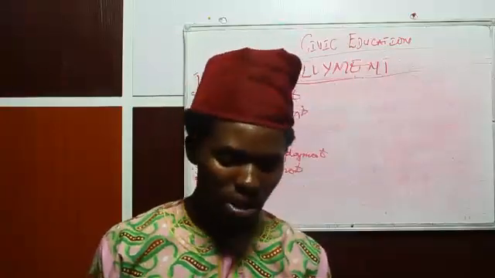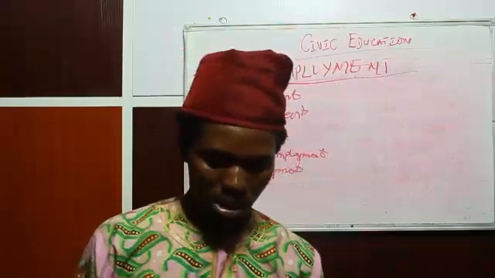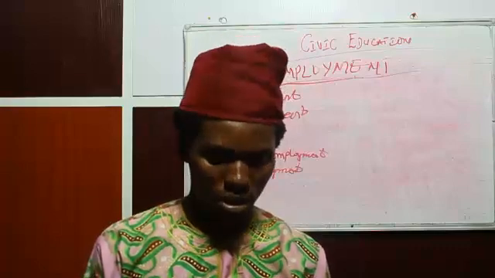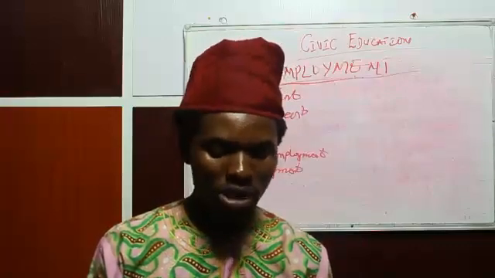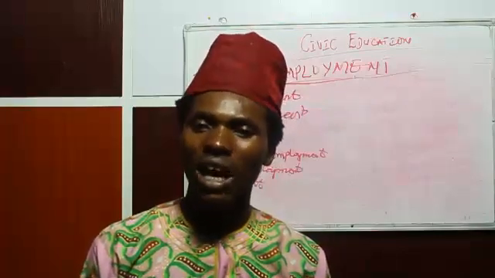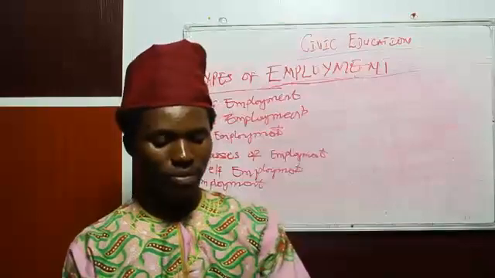And we have voluntary unemployment, which is the last class or type of unemployment. It is a situation where one on his own decides to remain idle or unemployed for reasons best known to him. Most of the thugs and hooligans used by politicians fall under this category.